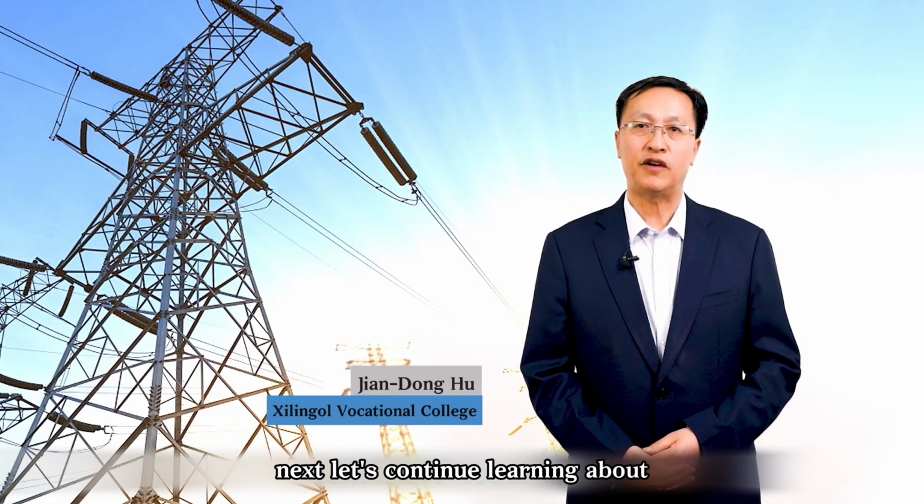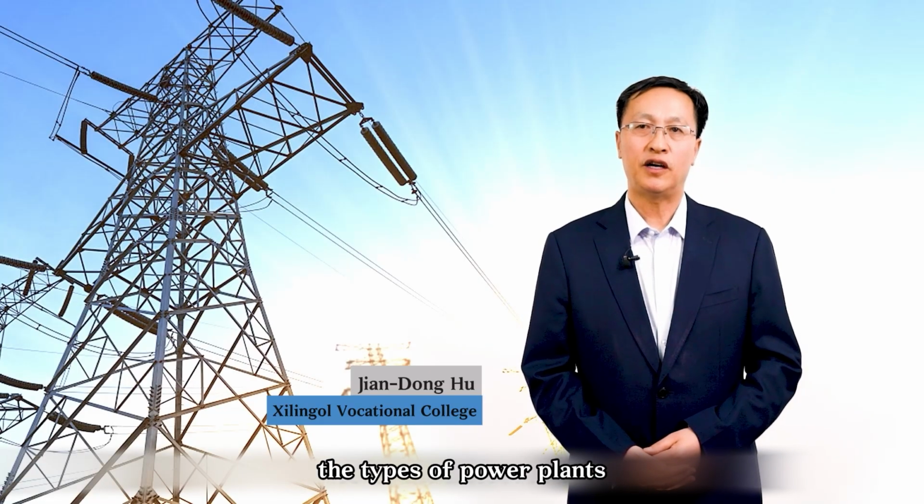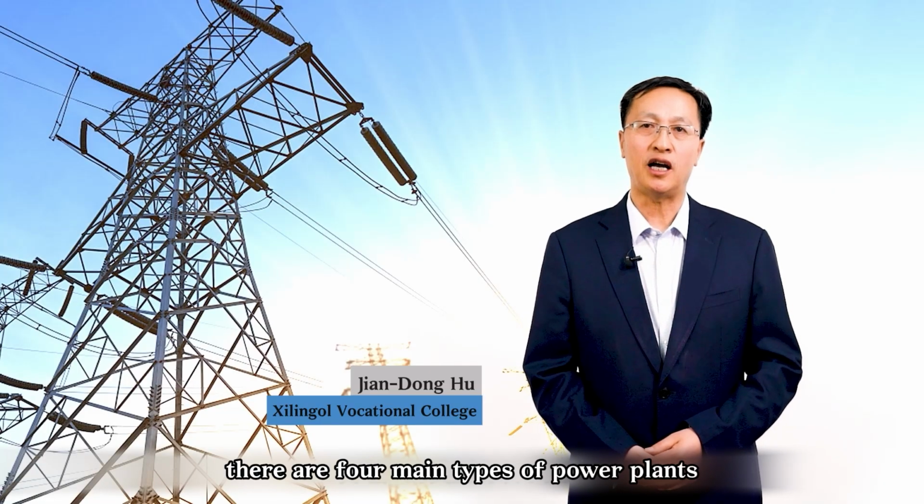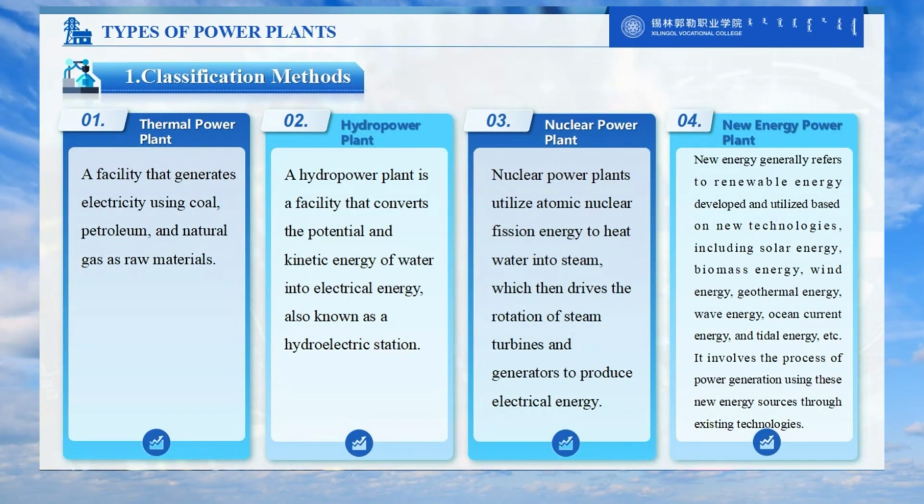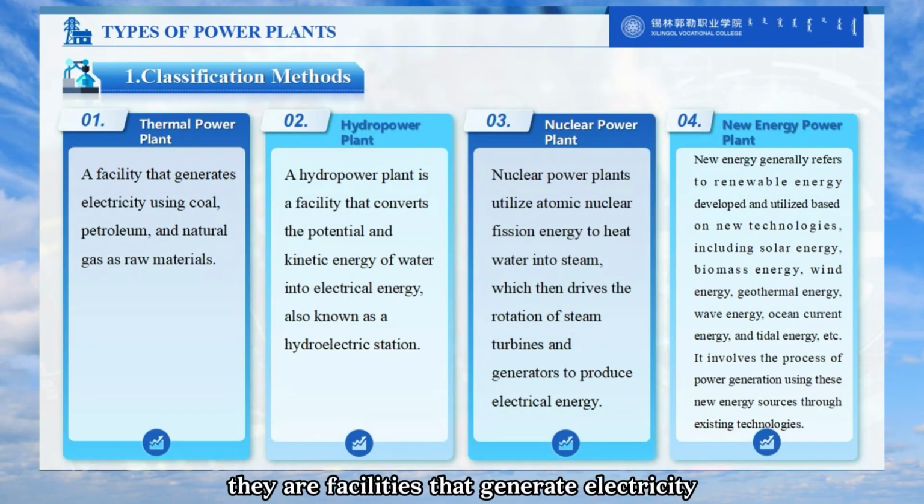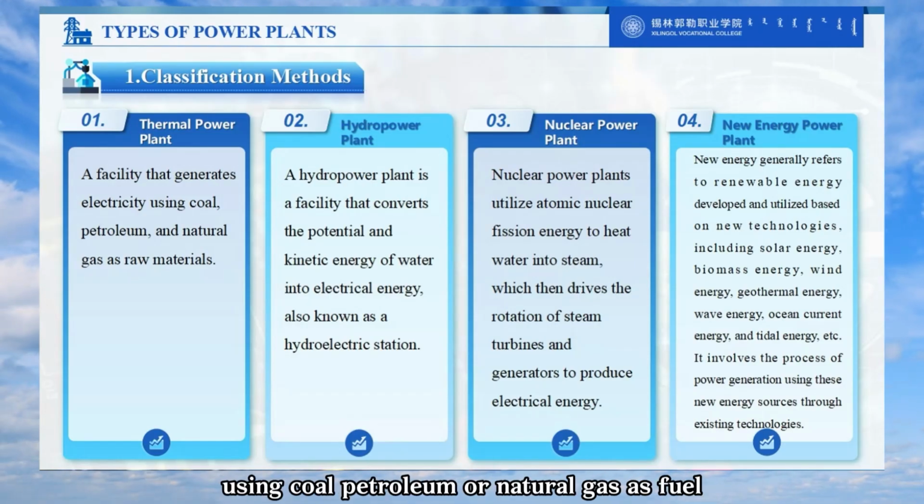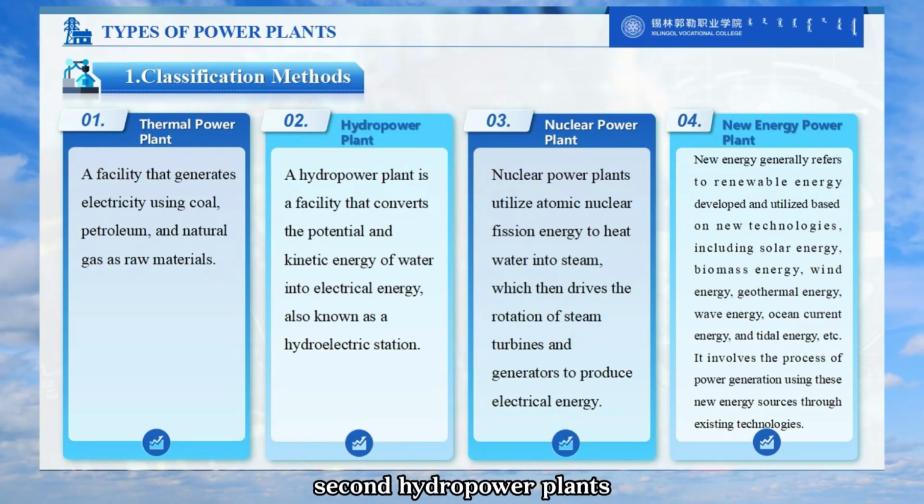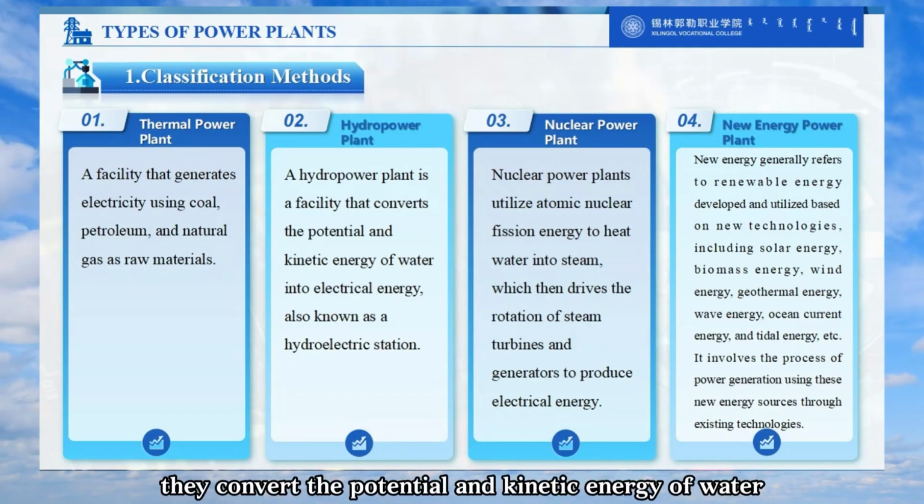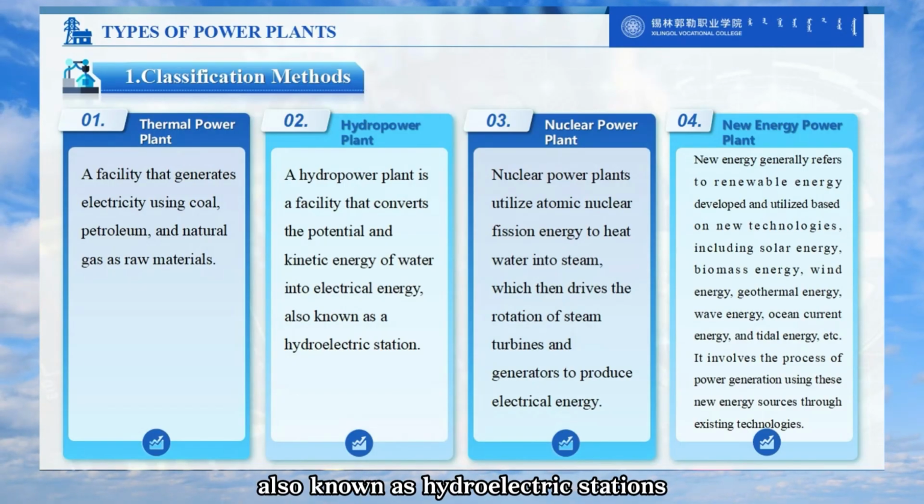Next, let's continue learning about the types of power plants. There are four main types of power plants. First, thermal power plants. They are facilities that generate electricity using coal, petroleum, or natural gas as fuel. Second, hydropower plants. They convert the potential and kinetic energy of water into electrical energy, also known as hydroelectric stations.